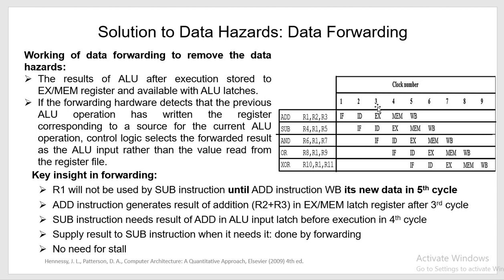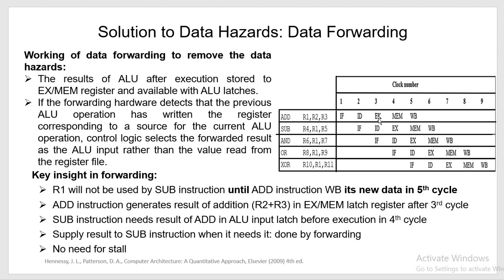For example, after the completion of the third cycle, the result will be ready within the ALU and will be stored within the latches. But actually, this executed result, which is ready after the third stage, due to the sequence of events of the pipelining, will be written in R1 only after the completion of the fifth stage.